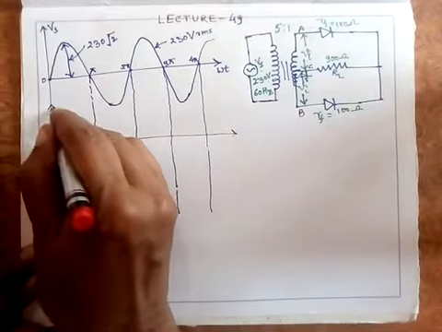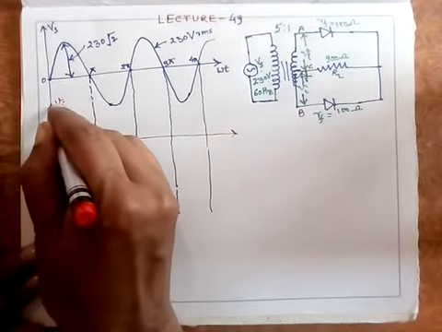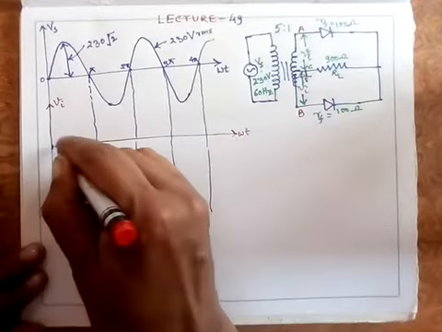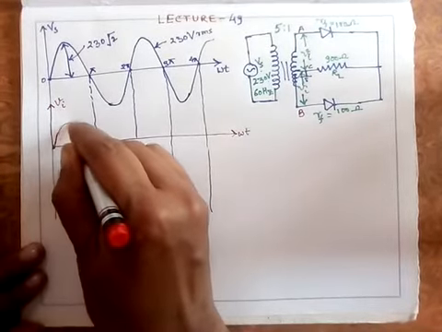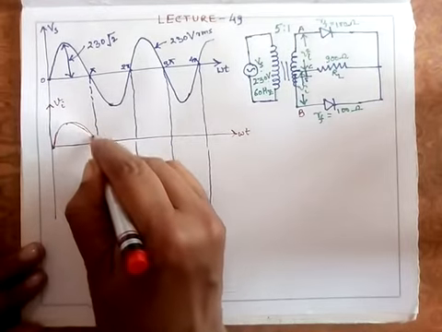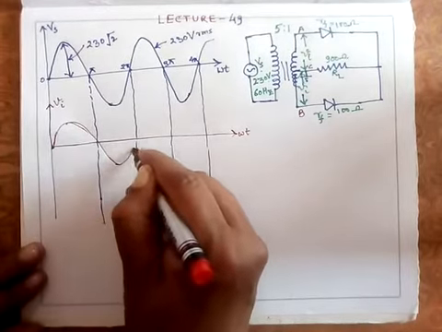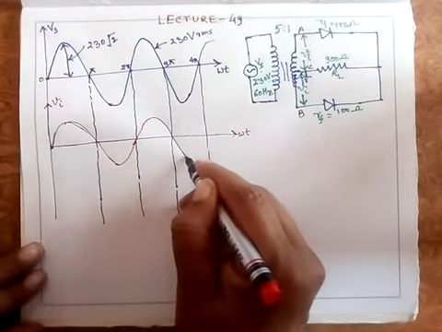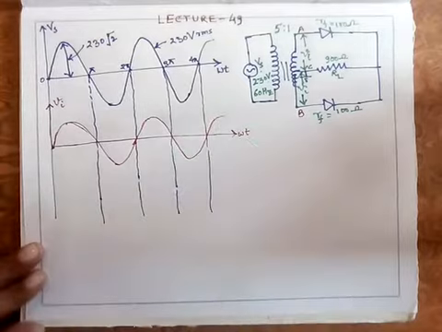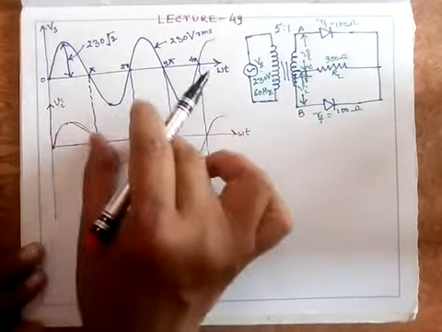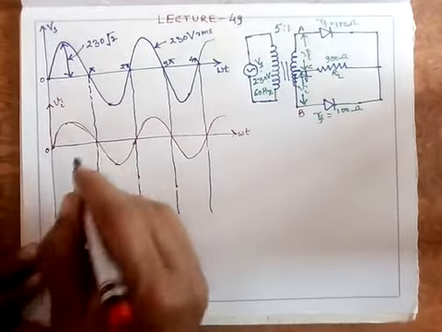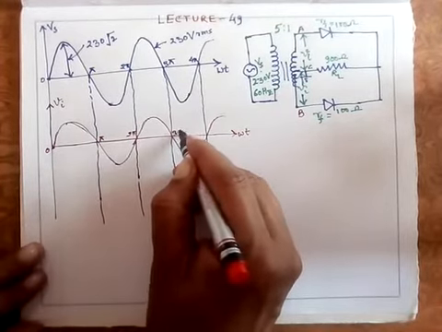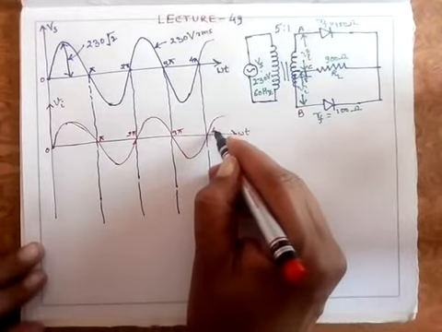So if I sketch this VI, I am sketching it with a different color. Of course this is omega t as it is. It will be a step down. Let me show it. It is a step down voltage here. Assume this to be of same gap. This is 0, and the same points have been dropped down here: pi, 2 pi, 3 pi, 4 pi and so on.